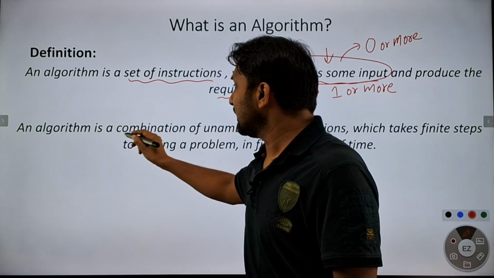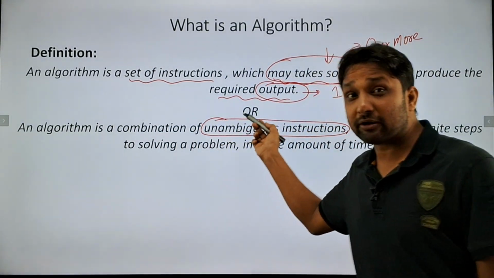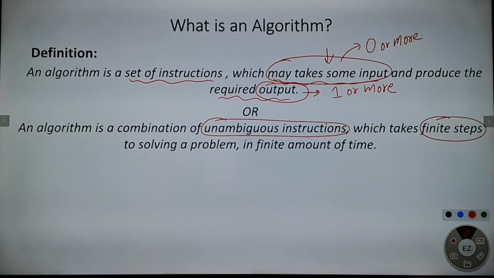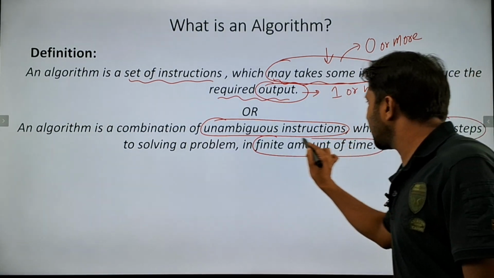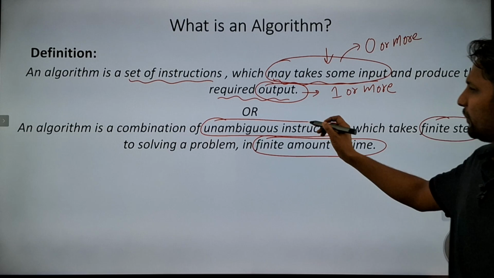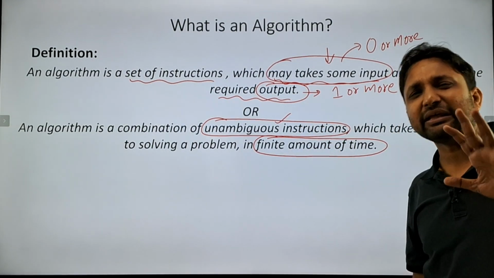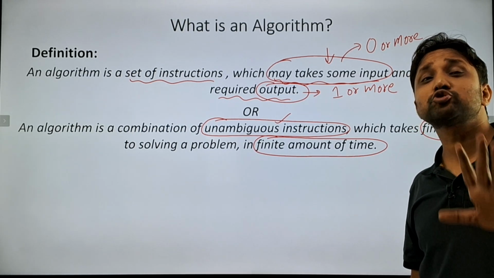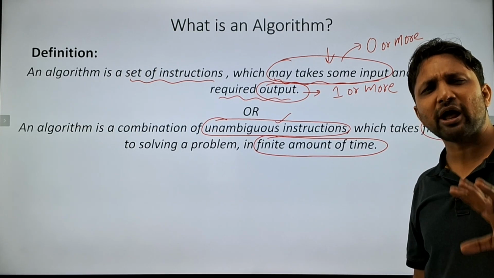An algorithm is a combination of unambiguous instructions, one property, which take finite steps, another property of the algorithm, to solve a problem in finite amount of time, third property. Three more properties I have added in this definition. What do you mean by unambiguous instruction? So every instruction in the algorithm should be unambiguous, meaning one statement should have one meaning. That should not have more than one meaning. Every statement should have one meaning.